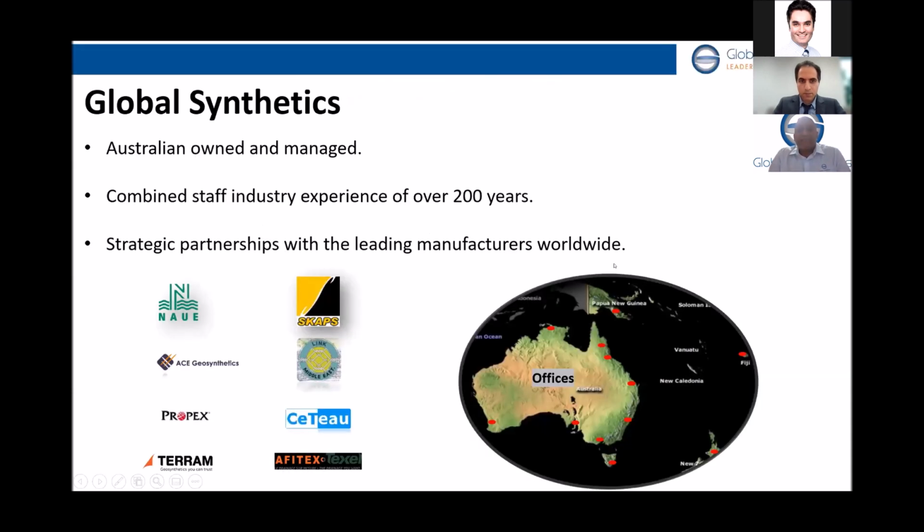Firstly, Global Synthetics is a leading distributor and manufacturer of a wide range of geosynthetic products servicing the Australasia and Pacific region. We're an Australian-owned and managed company. One of the things that sets us apart from other manufacturers or companies is that we provide complementary engineering services and design support on a wide range of geosynthetic applications. We have a combined staff industry experience of over 200 years, and most of our staff are also qualified engineers. We partner with leading manufacturers worldwide, some of them on the screen there, like NAUE, ACE, and Propex.